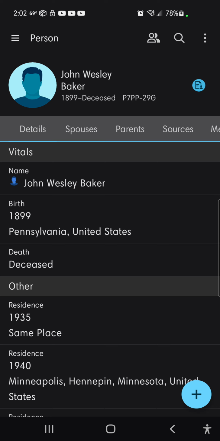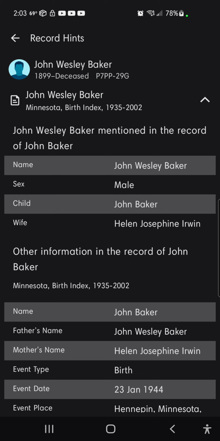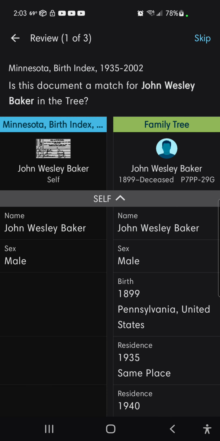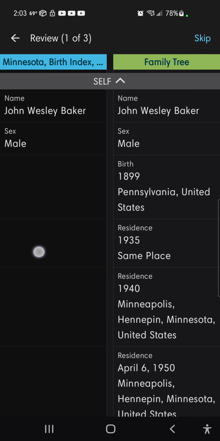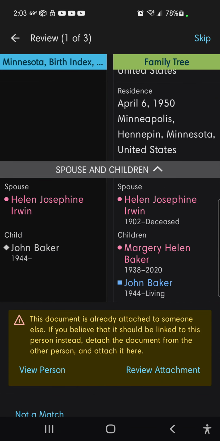Okay, so the blue dot on the upper right is a hint. So let's take a look at that hint. A birth index. Okay, it's his exact name, so we're going to look at it. And yes, the wife is correct, and he does have a son of that name. So here we go. I'm going to compare. Now what it's doing is showing the record on the left, the tree on the right, and we can examine further by scrolling. Haha, there is an attachment already.